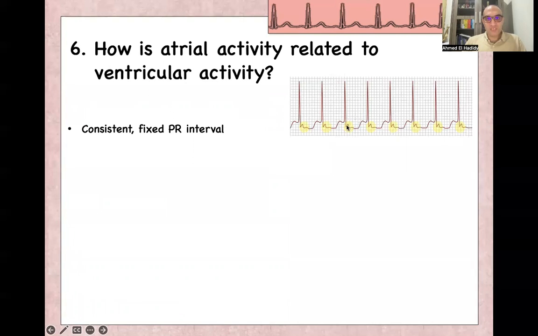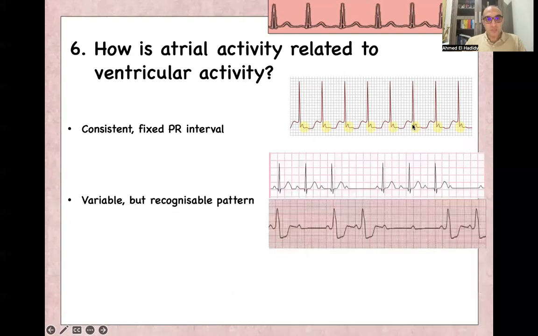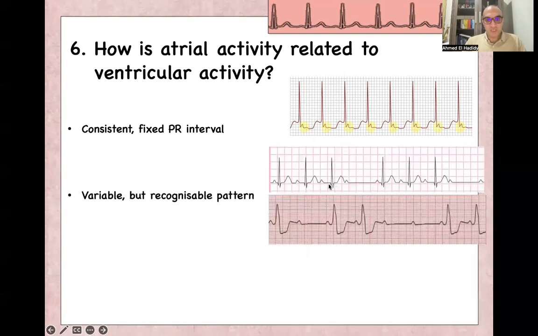Here also the relation of the P wave is constant, but it's following each QRS. This is a junctional rhythm, so the P wave follows the QRS, in a fixed relation. It follows every QRS. Variable relation like here: P wave QRS, P wave not followed by QRS, P wave QRS, with progressive prolongation of the PR interval until a P wave is not followed by QRS.